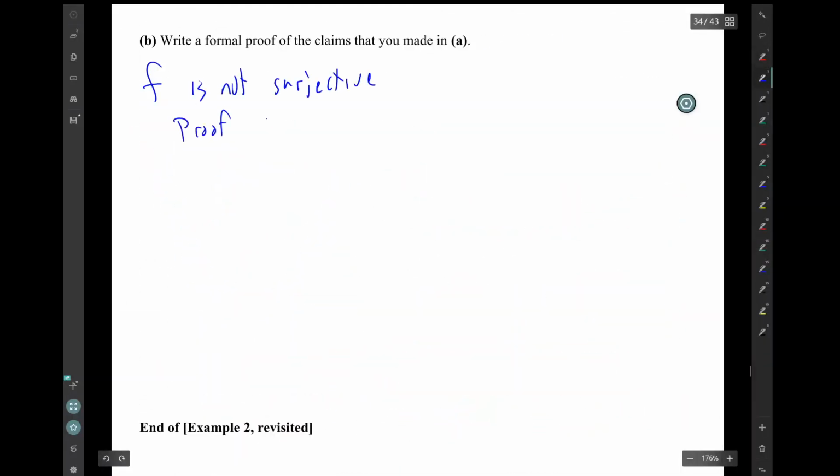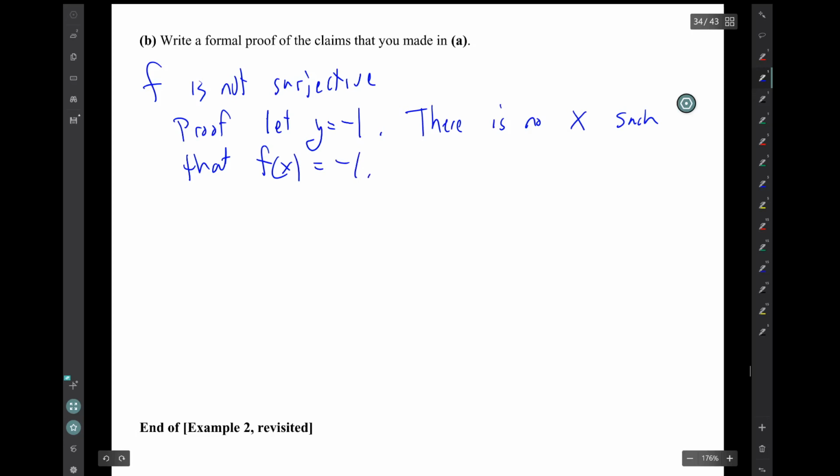So the proof would be this. Let y equal -1. Then there is no x such that f of x equals -1. So that's the end of the proof.